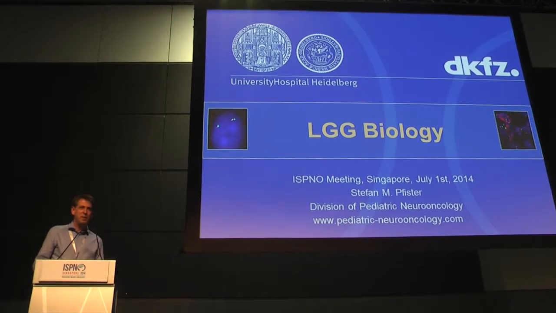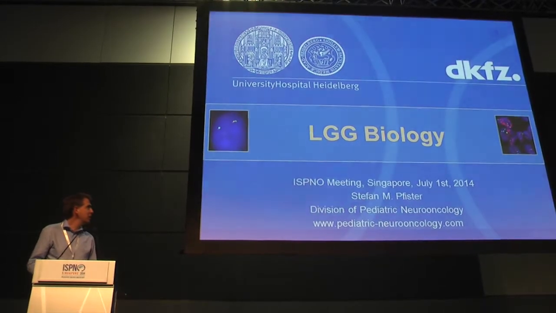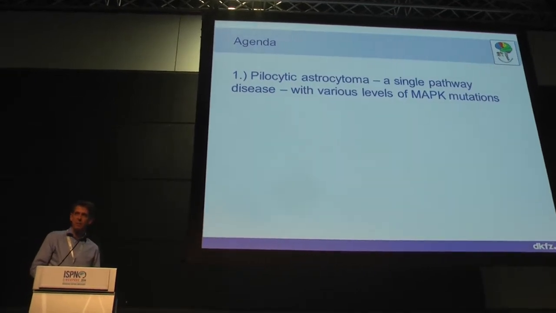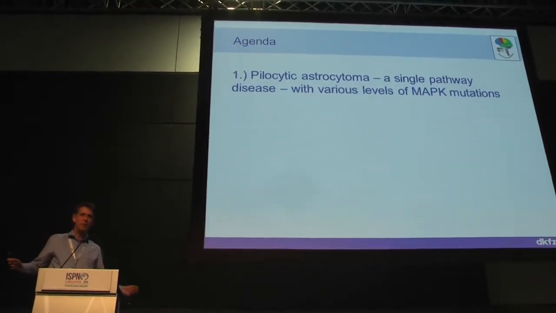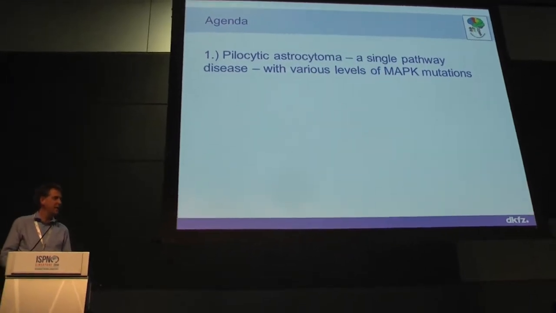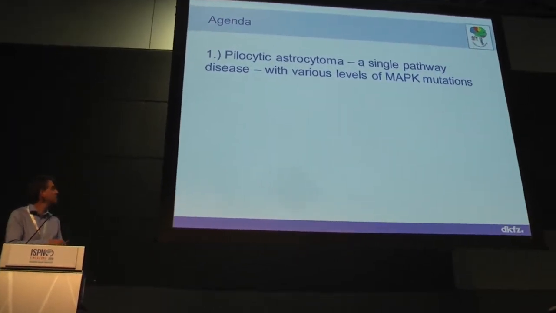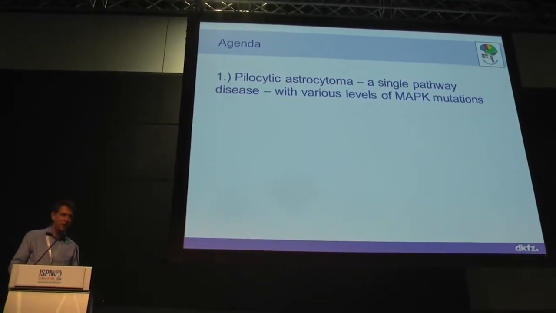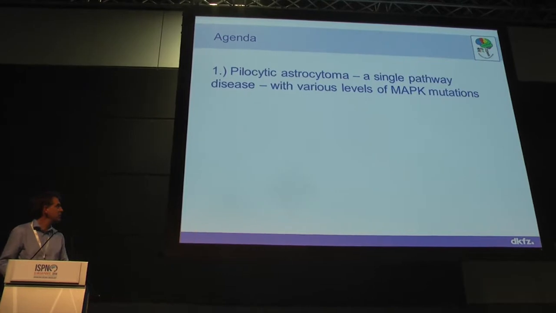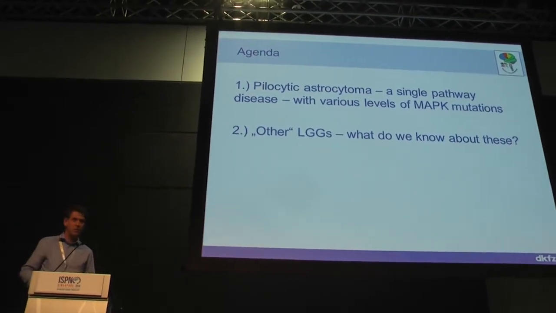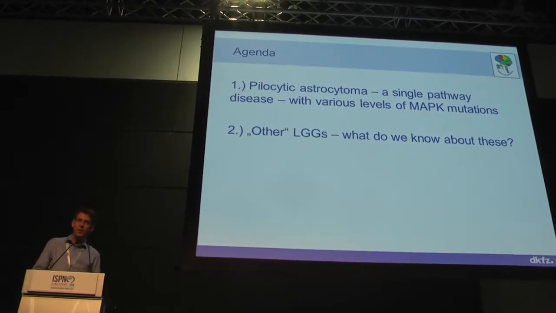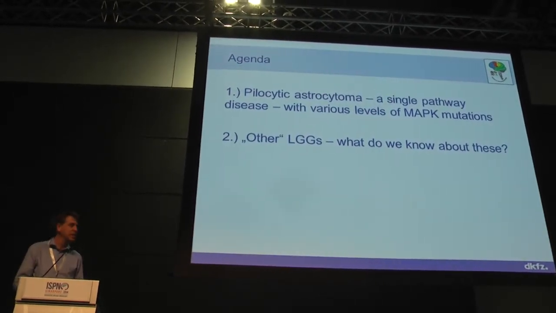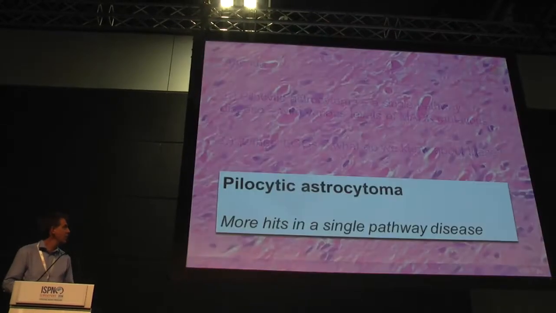When talking about low-grade glioma biology, it immediately comes to mind that it will be much easier to focus on one of the many diseases that are contained in low-grade glioma. So I will start talking about a more homogeneous and well-defined group, so-called pilocytic astrocytomas. And then also try to cover all of the remaining things that are summarized under low-grade glioma at this stage.